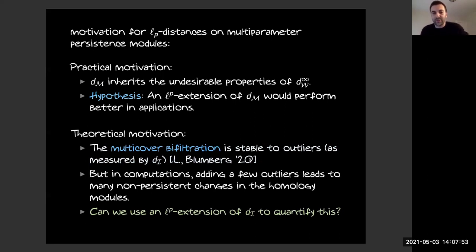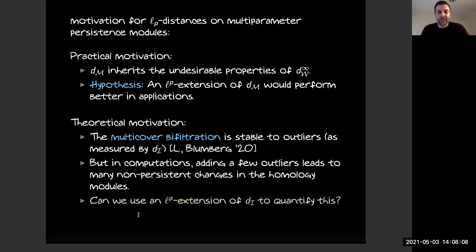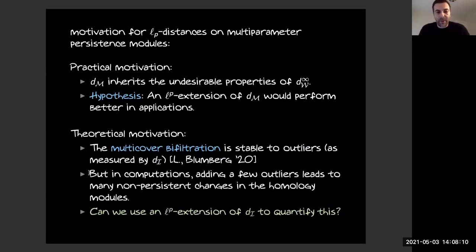by Andrew Bloomberg and myself. And you can actually compute this guy. Again, I might talk more about this later. You can compute it at least in smallish examples, like 200 points in R2, you can handle, for example, and that's thanks to work by several people. But you have this good stability, but if you do some computations, you quickly start to see that adding just a few outliers leads to a lot of non-persistent features entering into the homology modules. So you have the stability, but still a lot of stuff is appearing quickly.